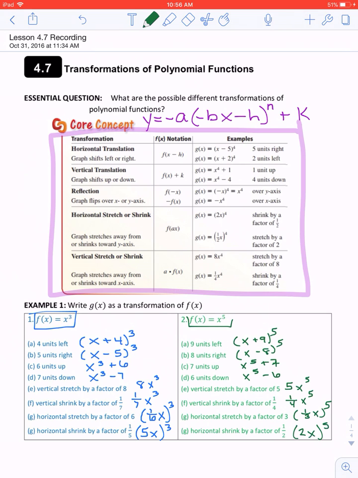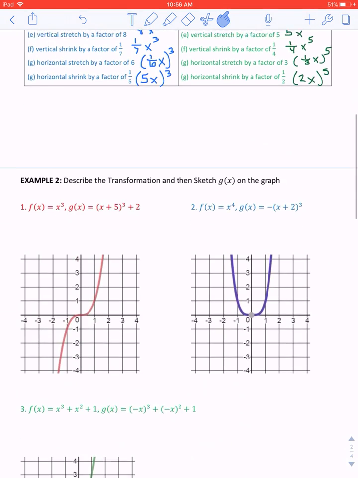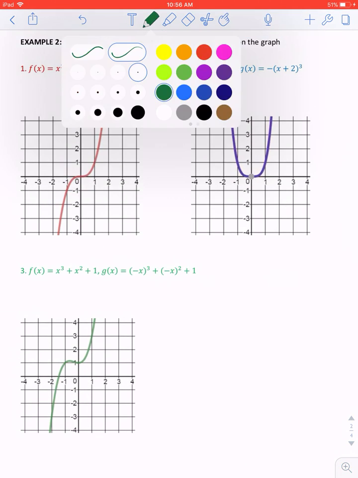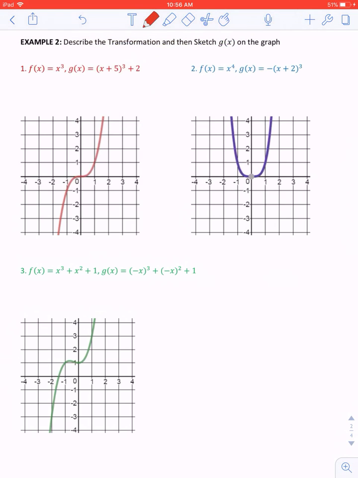All right, so there are your solutions for number 2, in case you want to look at them and get a little extra practice. Okay, so let's start adding in some new information with the information we already know. So, example 2, we're going to describe the transformation. Describe is something that you do in words, and they're going to sketch or draw out what that g of x might look like. So, f of x is my first function.